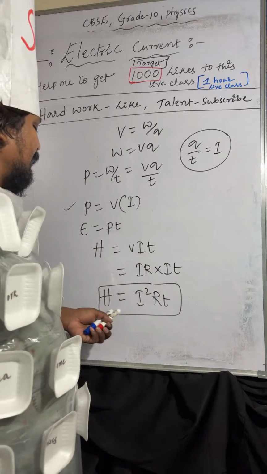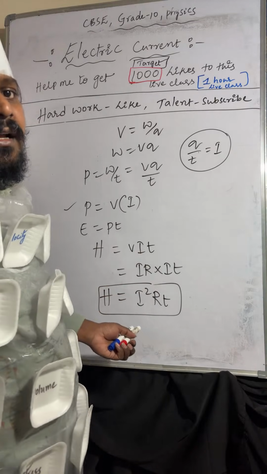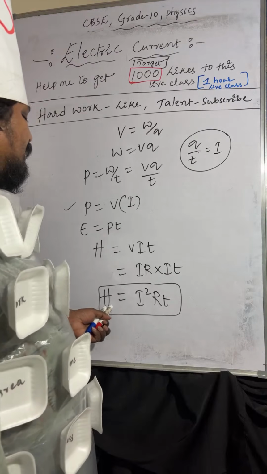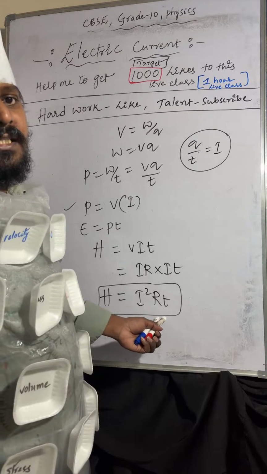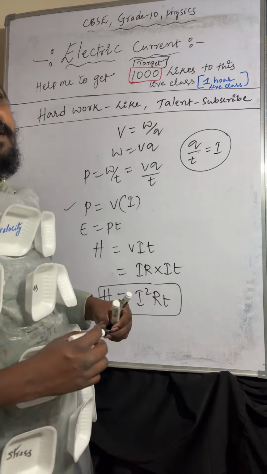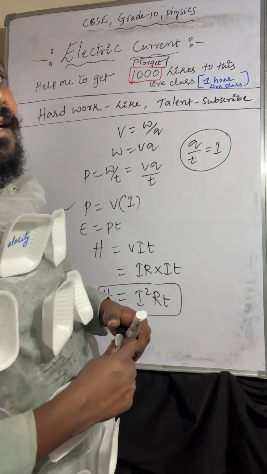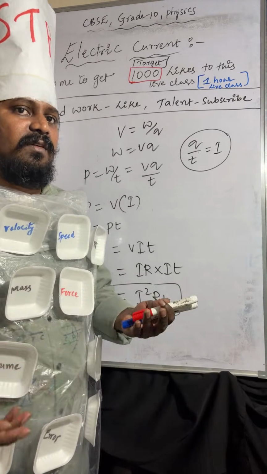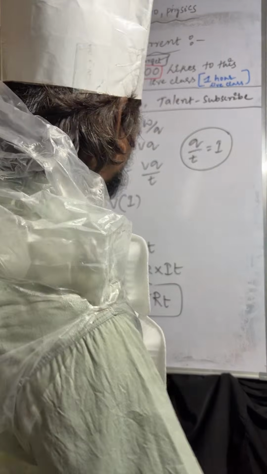IR into I into T. Heat produced in the conductor is directly proportional to square of current, directly proportional to resistance, and directly proportional to time. So this is about heating effect of electric current. Heating effect of electric current is also known as Joule's law of heating. Understood?